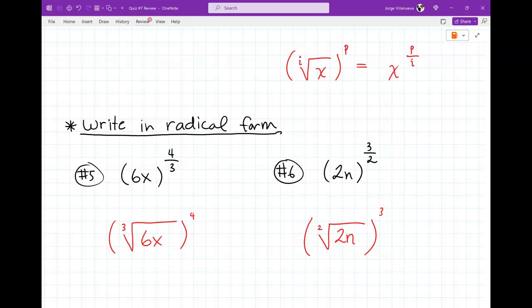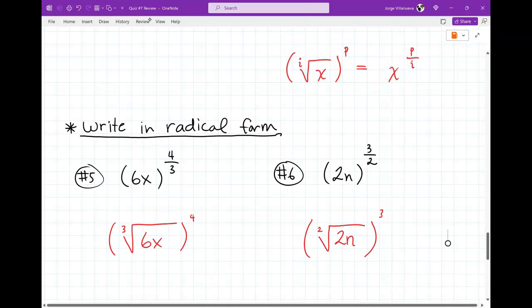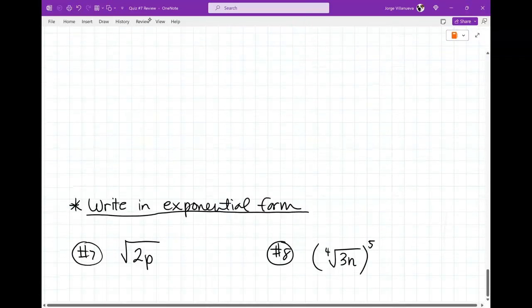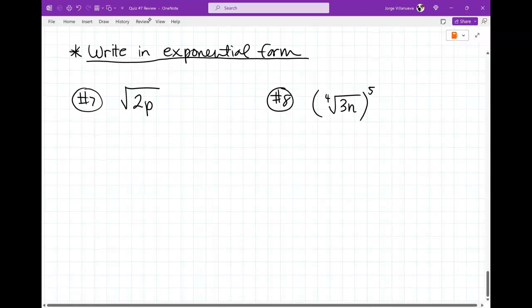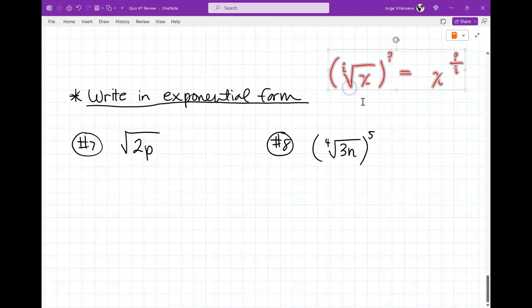All right? Now, remember, that property that I just put up here, we're going to use it for the next two problems, and then we're done. Let me put it up here again, just as a way to remind you. So we're going from radical to exponential.